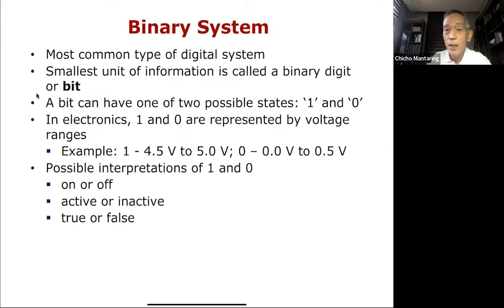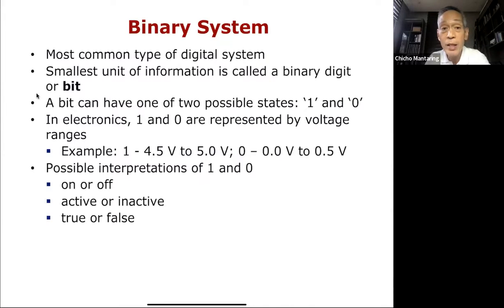Okay. So the most common type of digital system, and this is going to be a review for most of you, is what we call a binary system. You call it binary because each digital element can only have one of two possible values. That's why you call it binary.